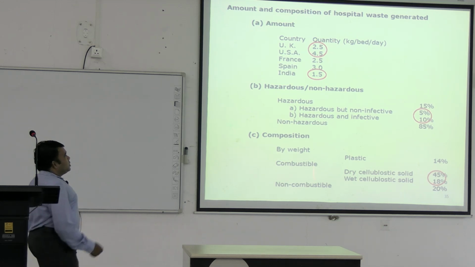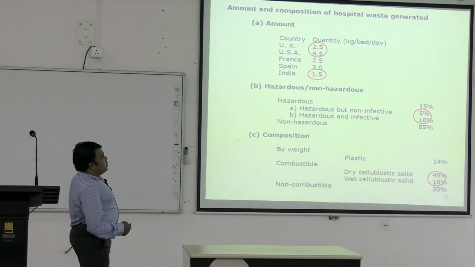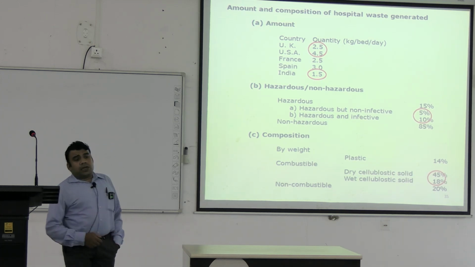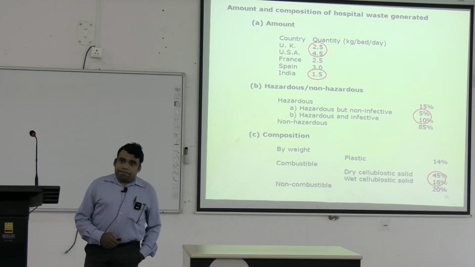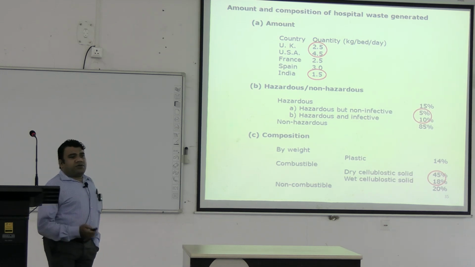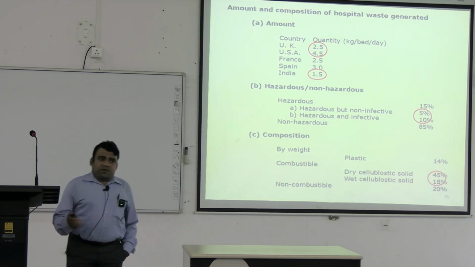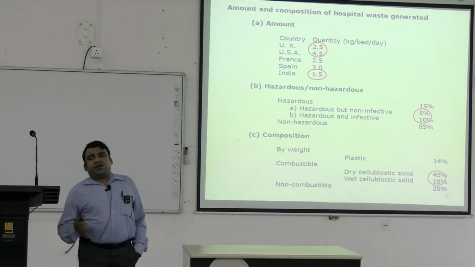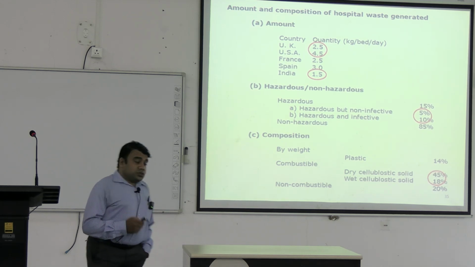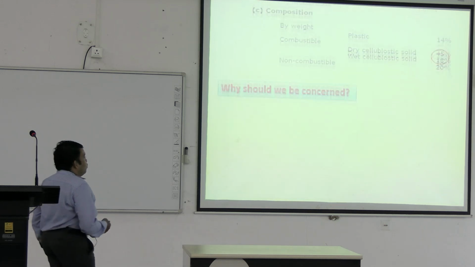A study shows that on an average, an Indian hospital generates about 1.5 kg of waste per bed per day. So if you have, say, a 500 bed hospital, you are looking at roughly 750 kilograms of hospital waste every day. So that's a huge waste burden.